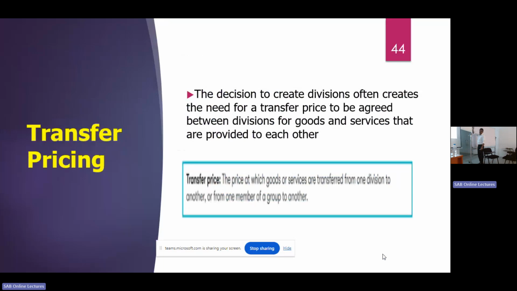Transfer price. What is transfer price? The price at which goods or services are transferred from one division to another, or from one member of a group to another. Right?